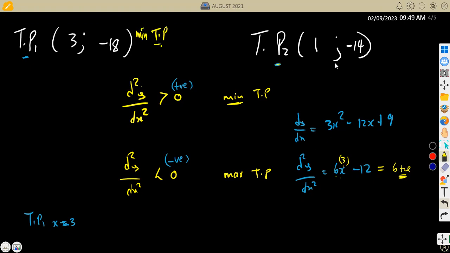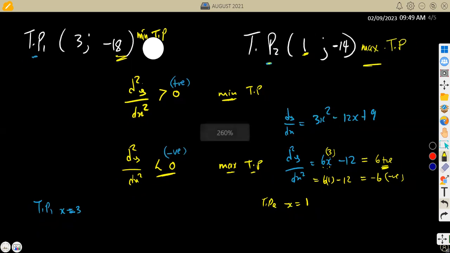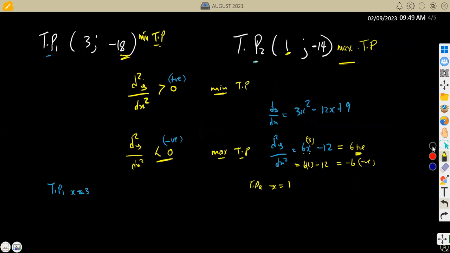We move on to the second turning point, where x is equal to 1. If you substitute x is equal to 1 here, we are going to have 6 multiplied by 1 minus 12, which is 6 minus 12, that's minus 6, which is negative. That's a value that is less than 0, so it means it's a maximum turning point. So the second turning point, which is TP2, represents the maximum turning point. So that's how you differentiate between the minimum and the maximum turning point using the second derivative.